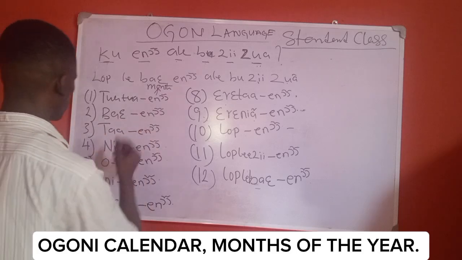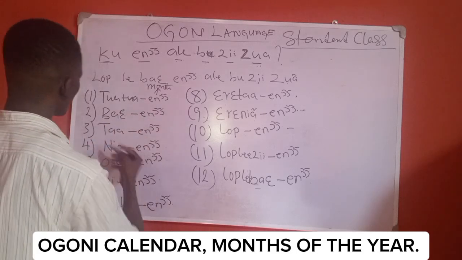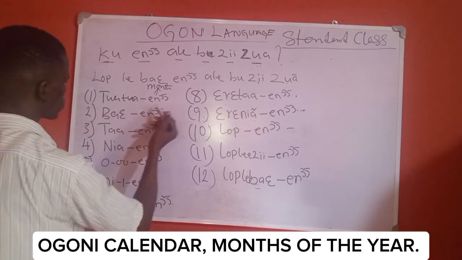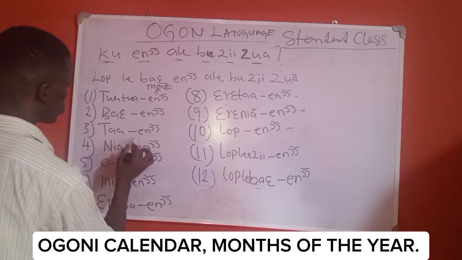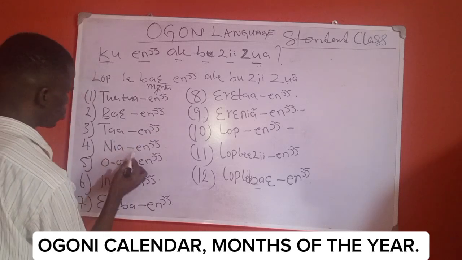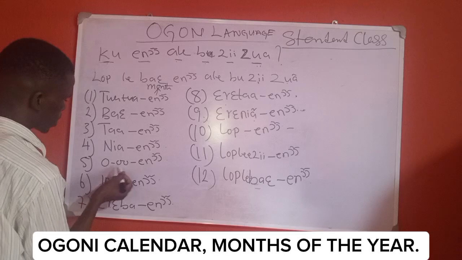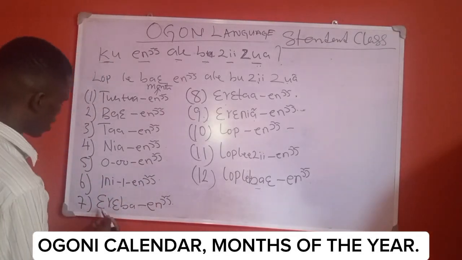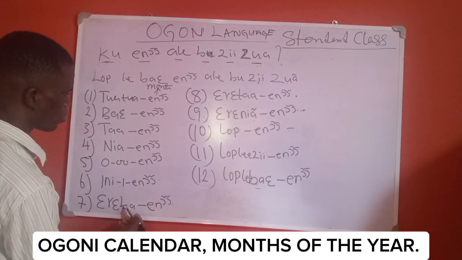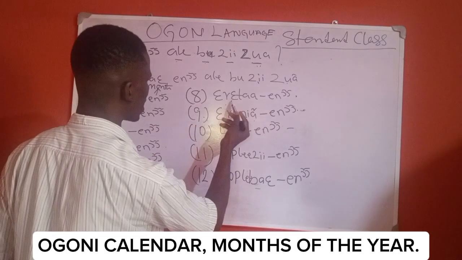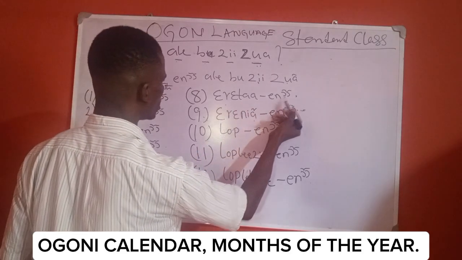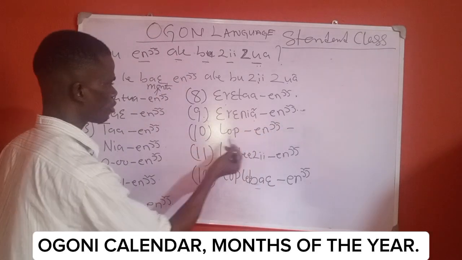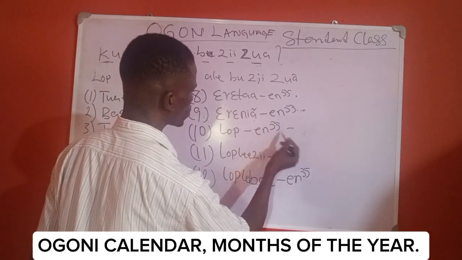You can say Ba Do, which is second position or second class. This is Ba Eno, second month of the year. Pa, third month of the year. Nia, fourth month of the year. O, fifth month of the year. Ini, sixth month of the year. We have Eleba, which is seventh month of the year. We have here Eleta, which is eighth month of the year. We have Erenia, which is ninth month of the year. And we have Loop, which is the 10th month of the year.